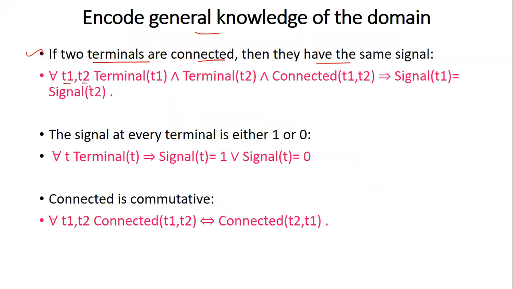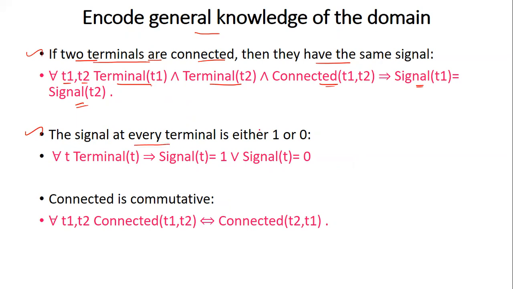For all T1, T2: T1 is a terminal and T2 is a terminal and connected(T1, T2). That is, if T1 is a terminal and T2 is a terminal and T1 is connected with T2, it implies that signal of T1 is equal to signal of T2. That is, whatever the signal in T1 will be the same as the signal in T2. So this is generic information we are pushing to the knowledge base. Similarly, this is another piece of generic knowledge we are adding to the domain.